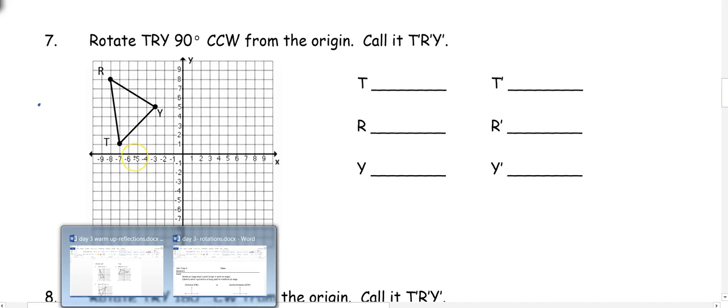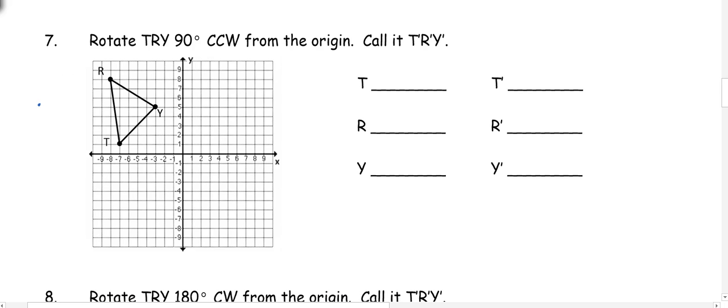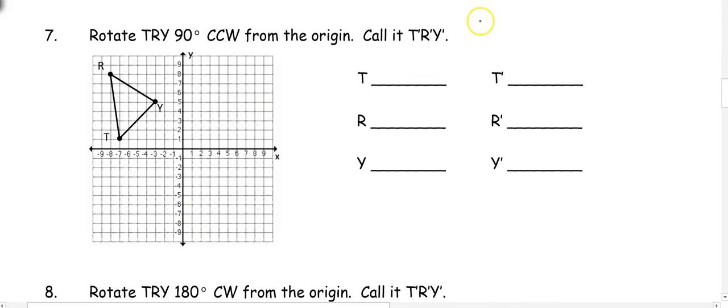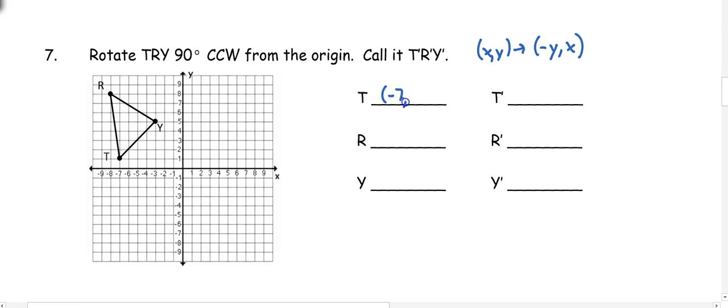Number two, rotating TRY 90 degrees counterclockwise. If I go counterclockwise now, 90 degrees counterclockwise is this rule. So I have x, y changes to negative y, comma, x. I'm going to write this rule here. And again, I'm going to find all of my points. Looking at the points from before, T was negative 7, 1, R was negative 8, 8, and Y was negative 3, 5.